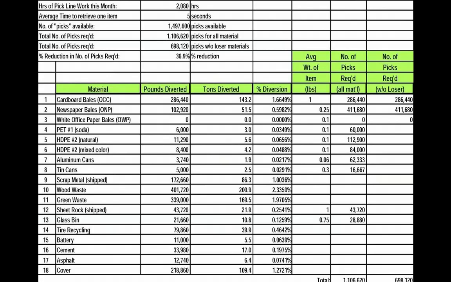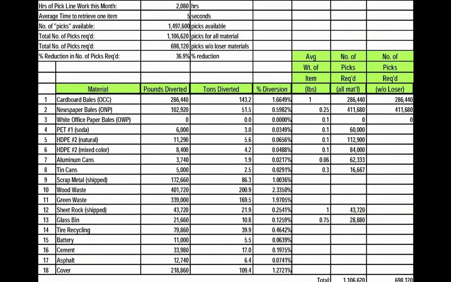So for example, the first item, cardboard, we diverted 143 tons, or 286,000 pounds. If that weighs a pound each, it took 286,000 picks, or individual reach out, grab it, put it in a bin. And so then, not shown here, we're able to apply cost to that. We know how long it takes to make that pick, because we've done a lot of video analysis on this particular site, and we can apply labor costs and equipment costs to those picks. And so we can actually put a cost to the cardboard.